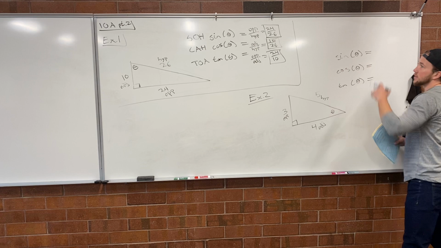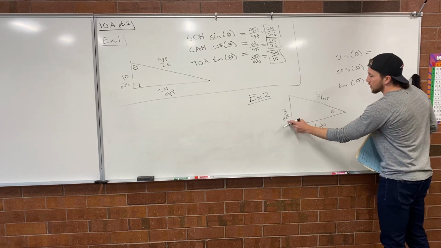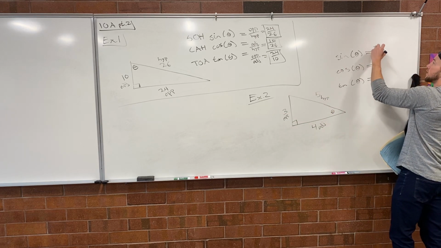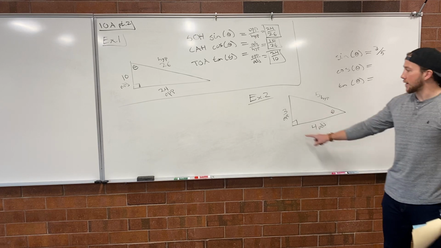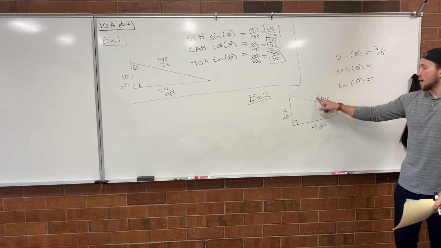So sine of theta, let's go back over here. Sine is opposite over hypotenuse. So opposite over hypotenuse, 3 over 5. Okay, and again, that's because 3 was our opposite side, 5 is our hypotenuse.